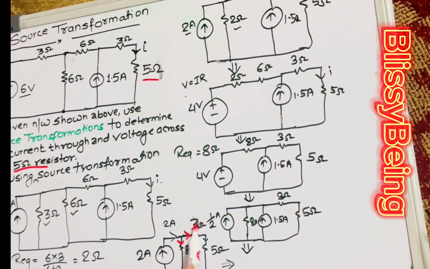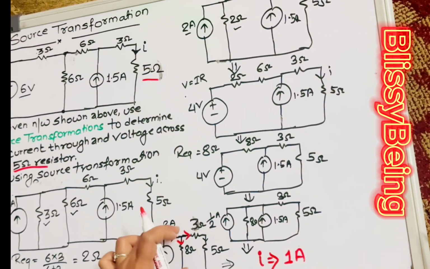If you will see 3 plus 5, they are in series, so we can add them, and this branch contains an 8 ohm resistor, this branch also contains an 8 ohm resistor, so we can easily see that I is equal to 1 ampere, because 8 ohm in each branch means the current will divide into two equal parts, so you can directly write 2 by 2, which is equal to 1 ampere. After calculating the value of current, you can identify the voltage, or you can again perform the source conversion.